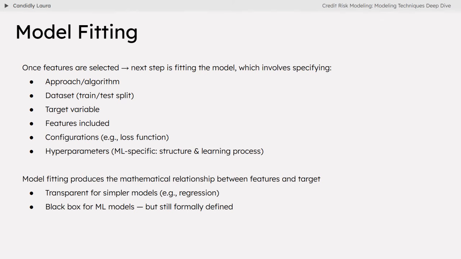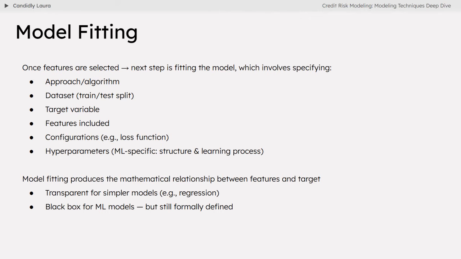Once you've selected your features, it's time to fit your model. This is where we decide which algorithm or statistical technique is most appropriate for the business problem we're trying to solve, and then rigorously test it to ensure that it performs well not only in our sample, but also outside of our sample. When you fit a model, you are specifying what approach you will be using, what dataset you are using, what the target is, what features will be in the model, and any configurations that are relevant to the approach you use, such as which loss function to use, and model hyperparameters, which are used in machine learning models to define their structure and learning process.